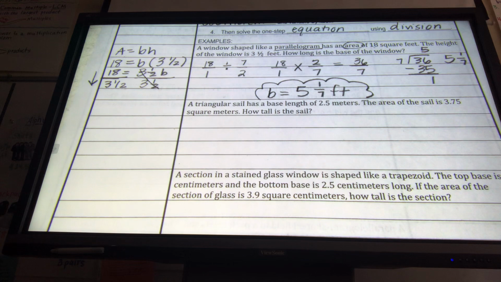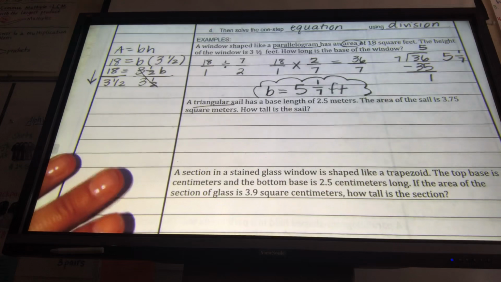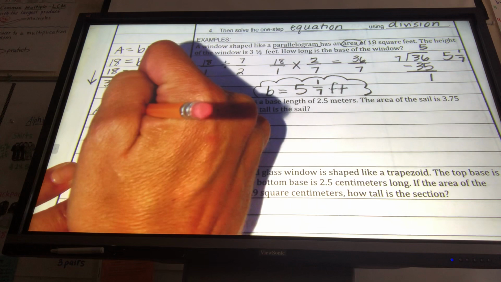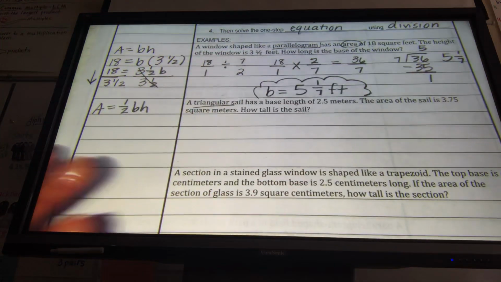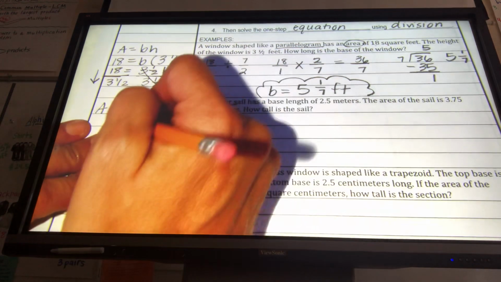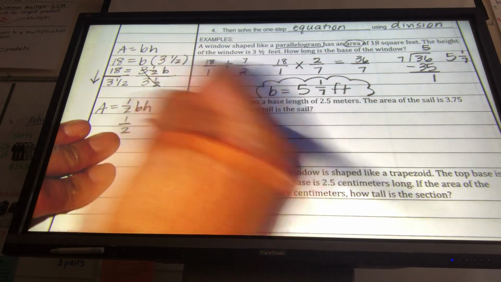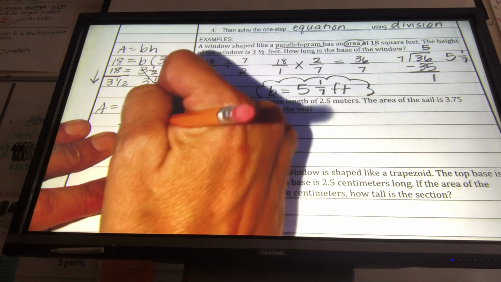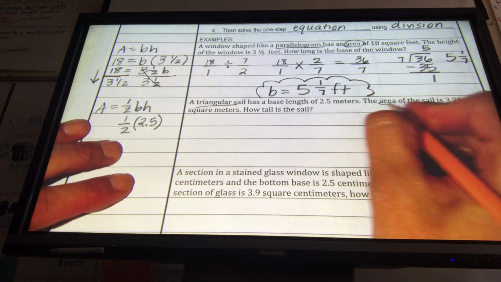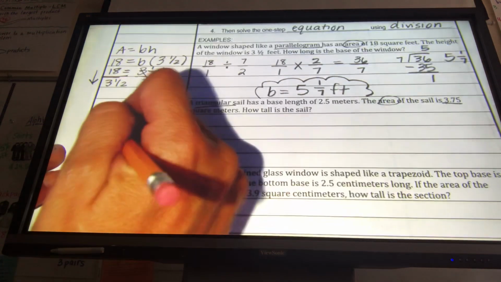The next one says a triangular cell. Well, right there they gave me a shape. So I'm going to underline triangular, and I'm going to fill out the formula. Area equals half base height. So a triangular cell has a base length of 2.5 meters. So I'm going to keep the half, 2.5. The area is 3.75.